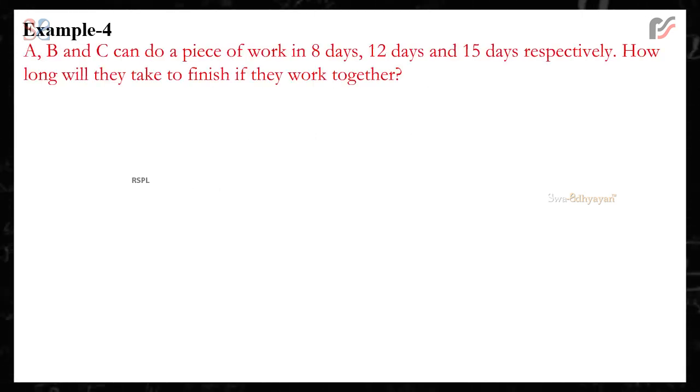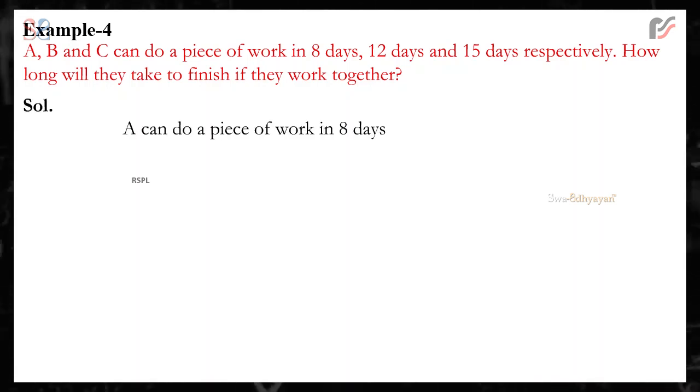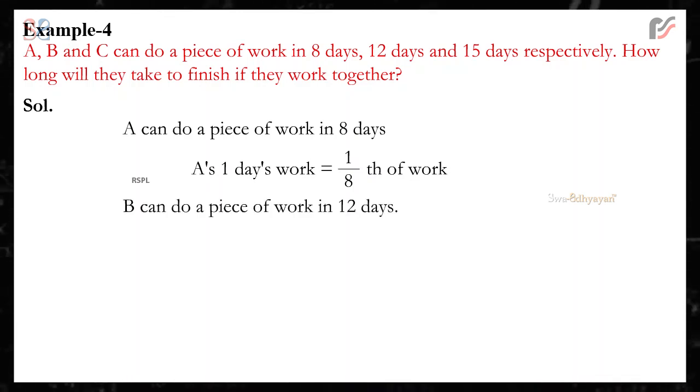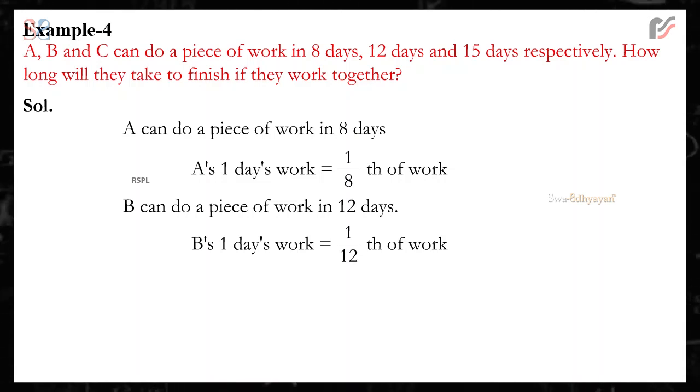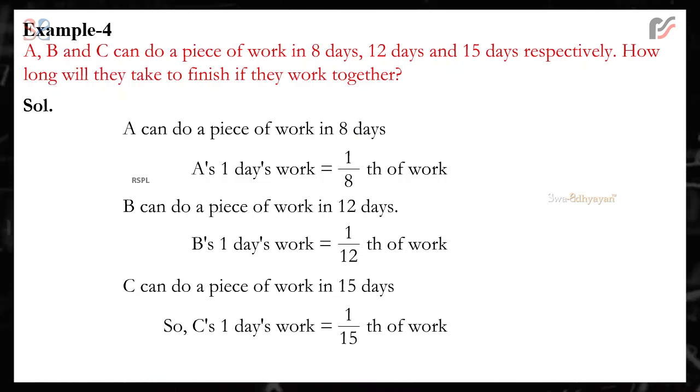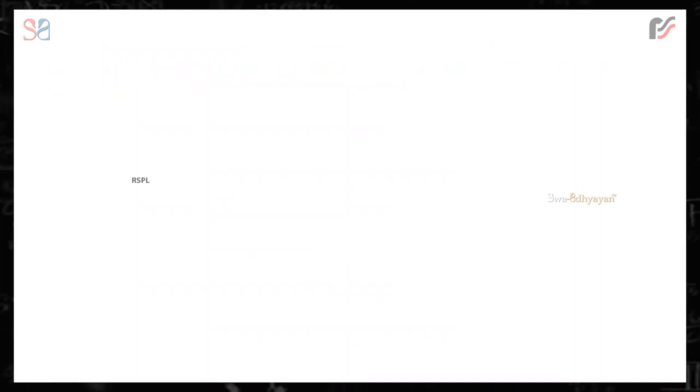Example 4. A, B and C can do a piece of work in 8 days, 12 days and 15 days respectively. How long will they take to finish if they work together? Solution. A can do a piece of work in 8 days. A's 1 day's work is equal to 1/8 of the work. B can do a piece of work in 12 days. So B's 1 day's work is equal to 1/12 of work. C can do a piece of work in 15 days. So C's 1 day's work is equal to 1 upon 15th of work.